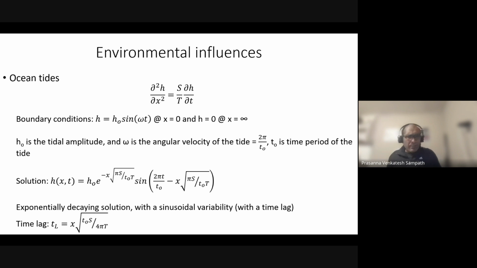Anyway, the response is an exponentially decaying solution with a time lag, the sinusoidal variability with a time lag. So there's sin(ωt), and then there is a time lag also attached to it. I'll explain this maybe in the next class because we are running short of time. We'll discuss this briefly and then move on to the next topic in the next lecture.